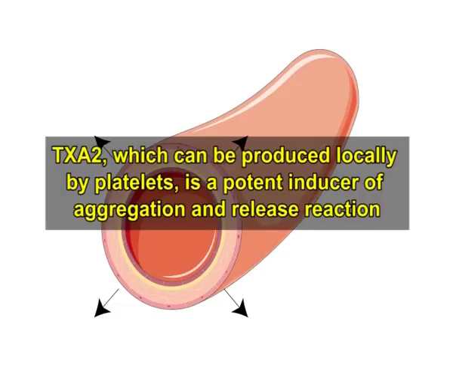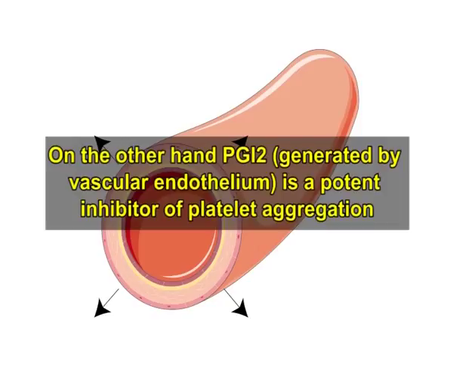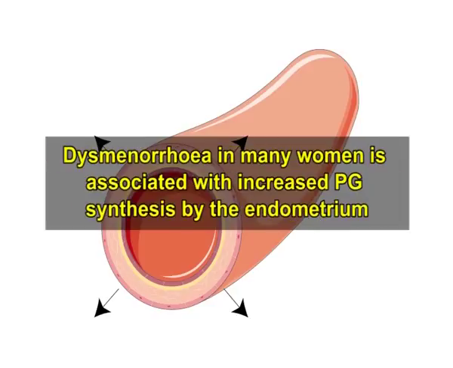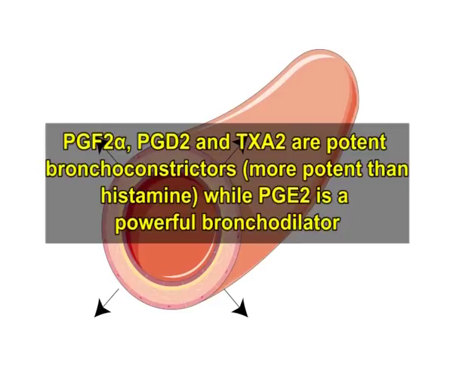Thromboxane A2, which can be produced locally by platelets, is a potent inducer of aggregation and release reaction. On the other hand, PGI2 generated by vascular endothelium is a potent inhibitor of platelet aggregation. Dysmenorrhea in many women is associated with increased PG synthesis by the endometrium. PGF2 alpha, PGD2 and thromboxane A2 are potent bronchoconstrictors, more potent than histamine, while PGE2 is a powerful bronchodilator.